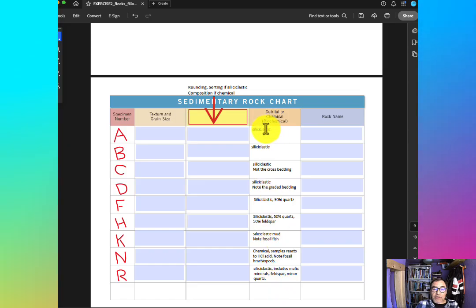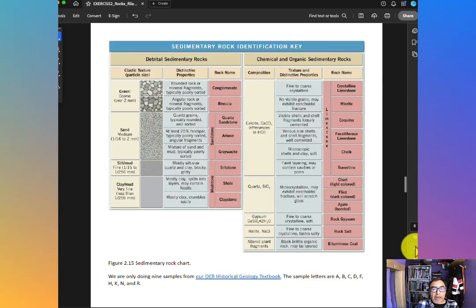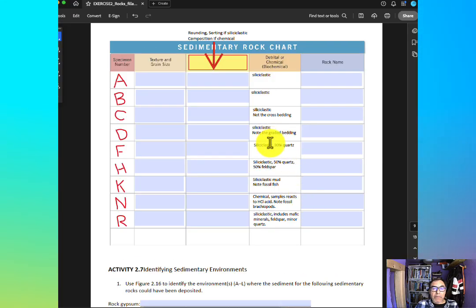So if the word says siliciclastic, then we're definitely looking at the detrital column here, right? If it says chemical, then you want to use the other one there. So it looks like most of these rocks I picked are siliciclastic. We only have the one chemical in here. But nonetheless, that's going to be a guide to help us identify these rocks. Then you give their name here.